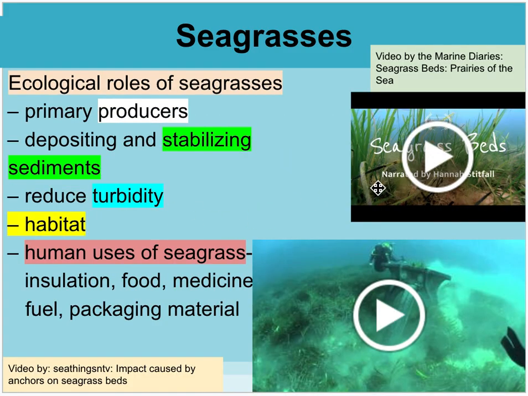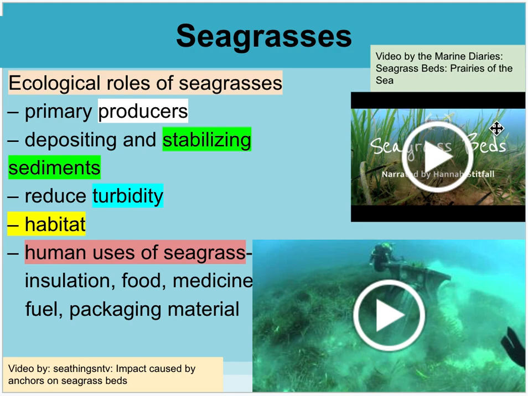So some important parts about seagrasses is they are producers, so they're making plant material to be used in the community. They also stabilize sediments. They reduce turbidity and get rid of a lot of the dirt and cloudiness in the water that makes it difficult to breathe and see for other organisms. Reducing turbidity also helps with photosynthesis of other organisms. They provide habitat, and humans use them for insulation, packaging material, food, medicine, fuel, all kinds of things.